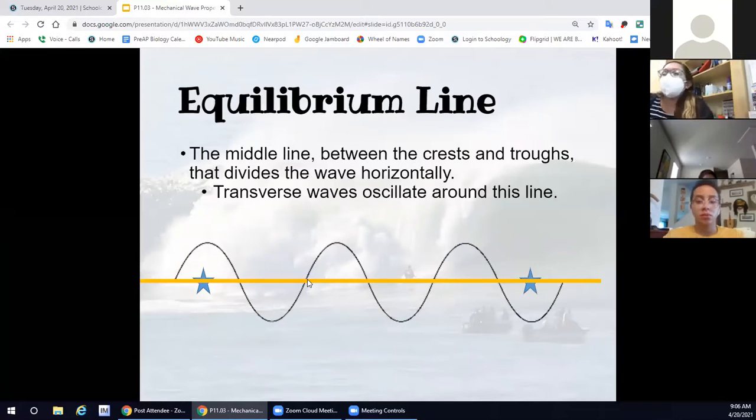The equilibrium line is exactly what you think it is. It's the line in the middle of the wave. This is an imaginary line. Waves don't actually have this line. We draw it so that we can measure amplitude. It's not a real line. Again, it's imaginary. We draw it so it can help us. It's a middle line between crests and troughs. It's dividing the wave horizontally, and the wave oscillates around this line. So it moves back and forth around this line. But again, it's an imaginary line. It doesn't really exist.